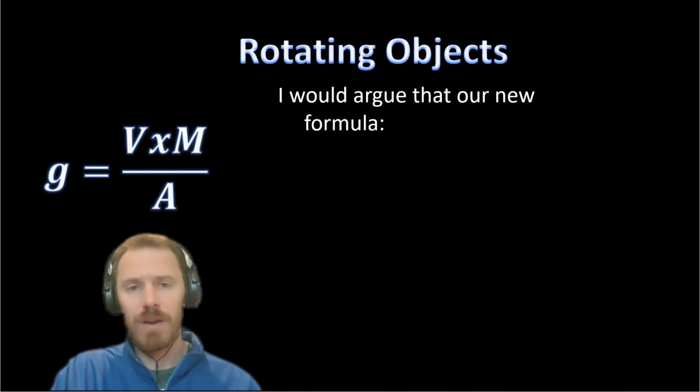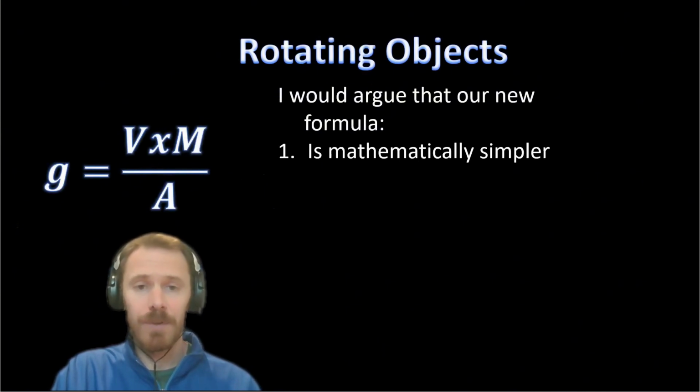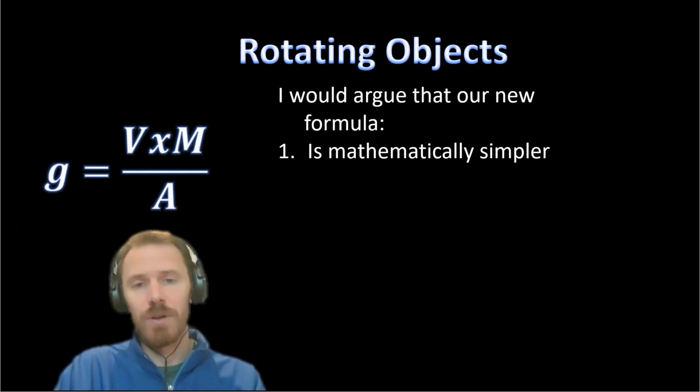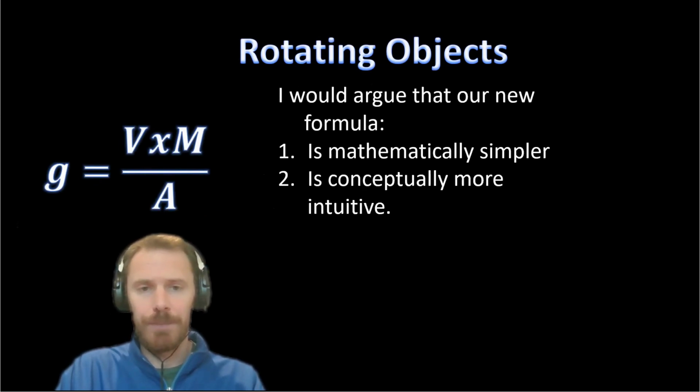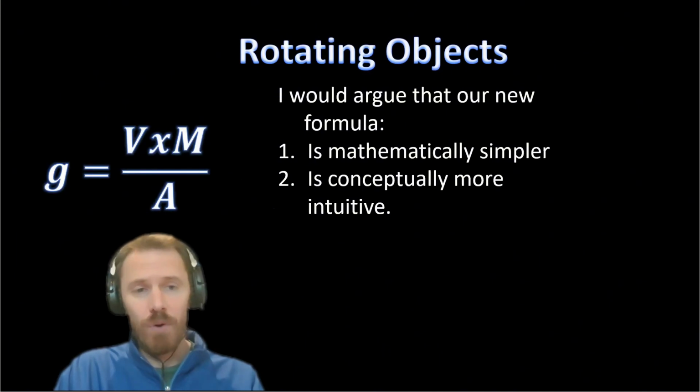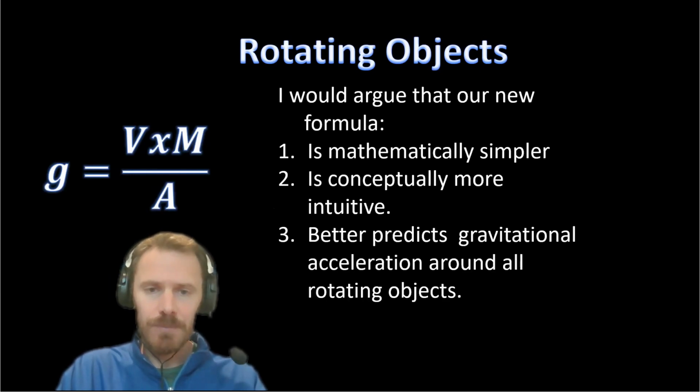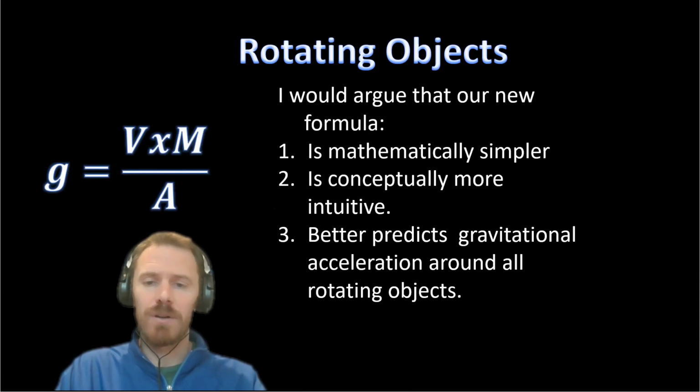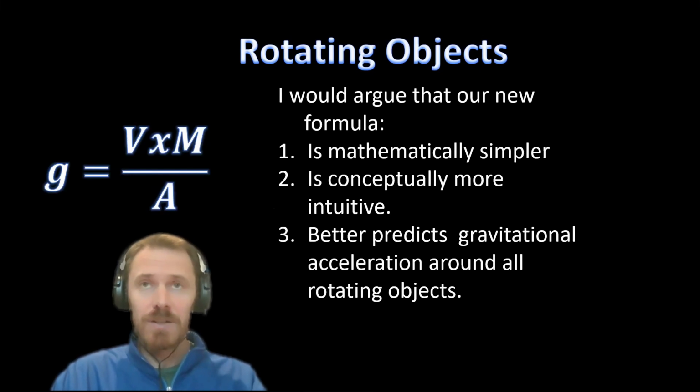So, when we're talking about rotating objects, I would argue that our new formula, one, is mathematically simpler, taking one equation and doing one calculation for one object, as opposed to taking a spectrum of calculations depending on the location on the surface. It is conceptually more intuitive, as we're not excluding any mass from our calculations, and it better predicts gravitational acceleration around all rotating objects, anything from the Earth, Saturn and Jupiter, to other stars, neutron stars, pulsars, or rapidly rotating black holes.